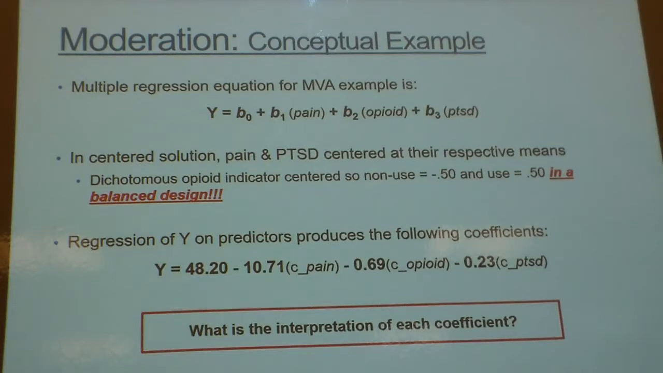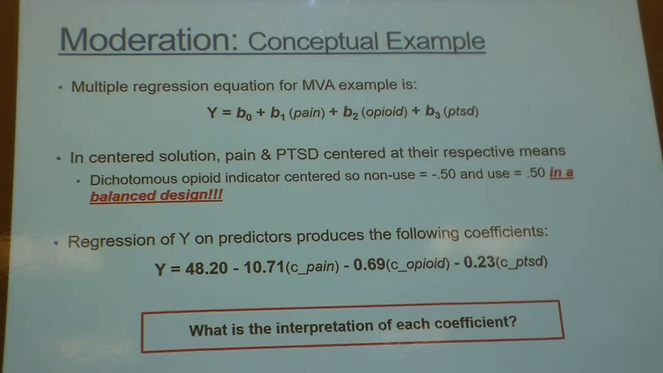So holding each one of these variables constant at the mean, we would expect our outcome to be 48, okay? Now this starts to get a little bit tricky, because what does it mean to hold opiate use constant at the mean? That's a dichotomous variable, right? Basically what you're saying is controlling for that variable. So taking opiate use out of the mix, holding pain and PTSD constant at the mean and controlling for opiate use, right?